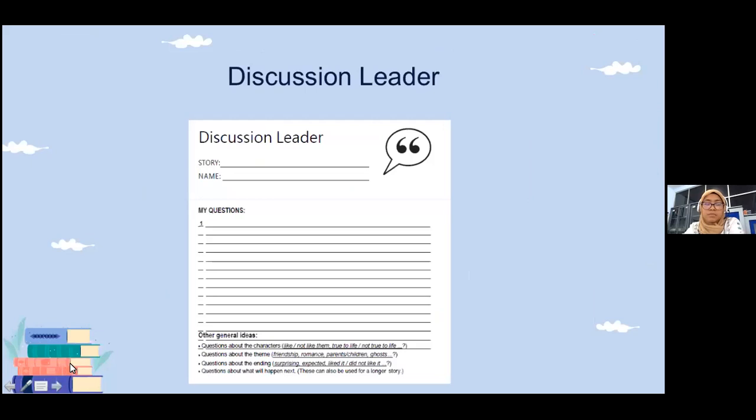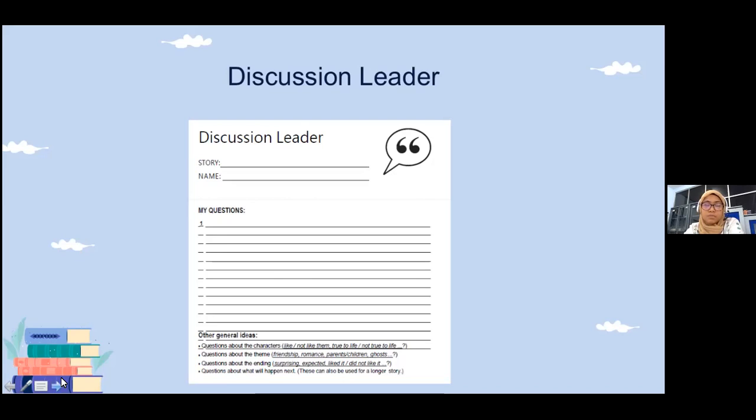Okay, this one is the role sheet of every role. The first is discussion leader. A discussion leader has responsibility to make sure that everyone has a chance to speak actively in the discussion. She also must call every member to present their prepared role information. Overall, she or he must guide the discussion and keep it going. And to begin with, they open the discussion by asking at least 5 questions about the story.